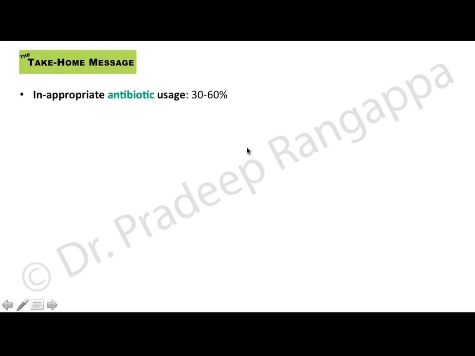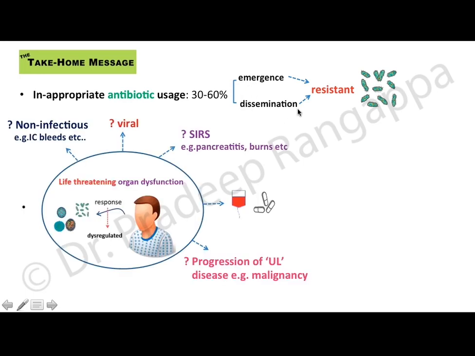So the take home message for my rebuttal is we need to reiterate, re-emphasize and reinvigorate the fact that we tend to inappropriately use antibiotics up to 60% of the times in our ICU. That is something we need to curtail, and we have realized that inappropriate usage of antibiotics is directly proportional to the emergence and dissemination of resistant infections. And we need to understand that based on the sepsis definition, we end up using antibiotics for all the non-infectious causes and viral causes or progression of underlying diseases, labeling them as sepsis, because all these conditions can lead to life-threatening organ dysfunction, and we continue to give antibiotics whilst we know only 30 to 40% of them may possibly have infection.